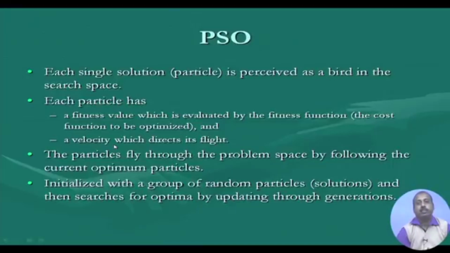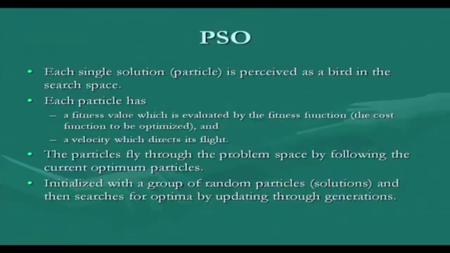If it is an n dimensional space, then for each dimension it has a velocity. That will be updated at every step, and for each direction the velocity will be determined. The particles fly through the problem space by following the current optimum particles, and are initialized with a group of random particles, that is random solutions, and then search for optima by updating through generations.